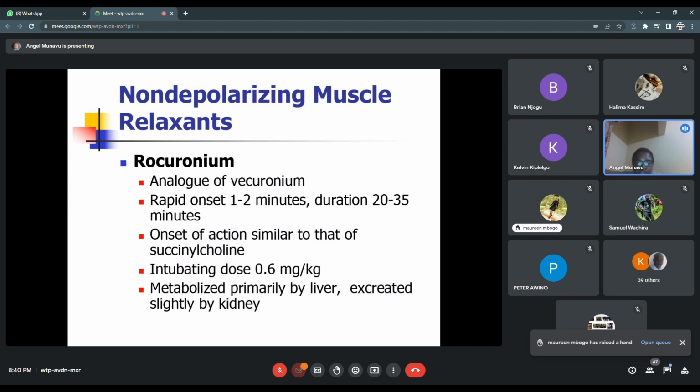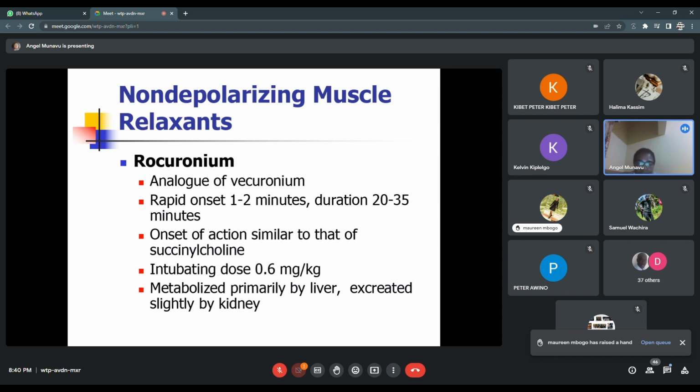This onset of action again is also similar to that of suxamethonium. So again, you can use it for intubation, because for intubation you need a drug that has a faster onset of action. Remember, we said sux is between 30 to 60 seconds. The intubating dose of rocuronium is 0.6 milligrams per kg, and it's metabolized primarily in the liver.